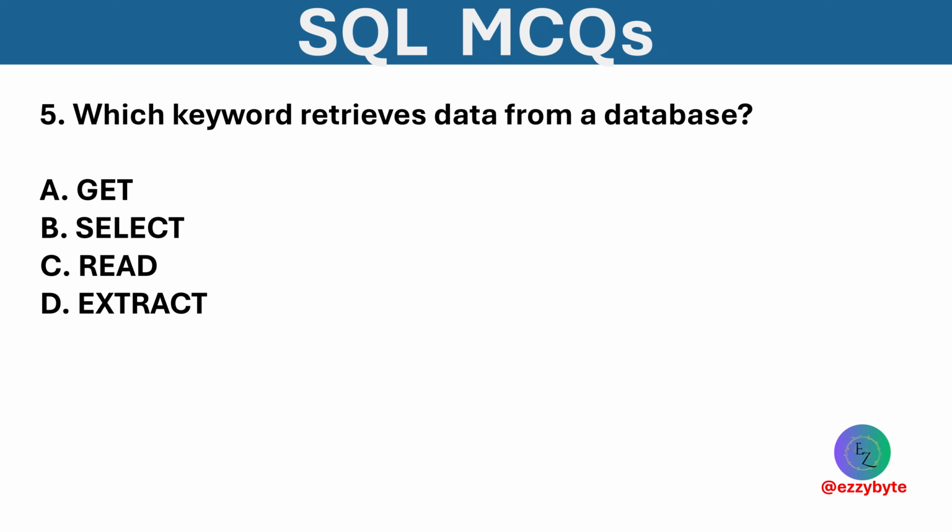Which keyword retrieves data from the database? Options are get, select, read, and extract. Option D is correct. Select is used to fetch data from one or more tables.